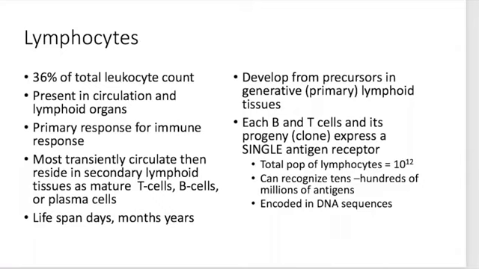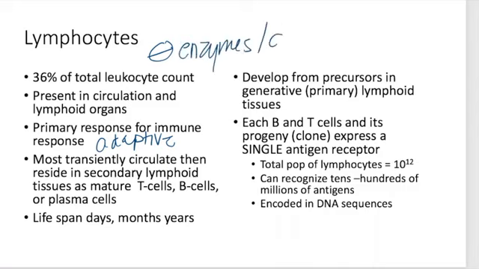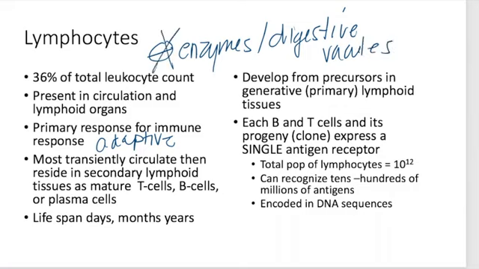Lymphocytes. So these represent 36 of the total leukocyte count. They are present in the circulation and lymphoid organs. They are the primary response for the immune response when we're talking about adaptive immunity. Hardly any of these are present in acute inflammation. They are all related to adaptive. They circulate and reside then in secondary lymphoid tissues as mature T cells, B cells, plasma cells, and we'll talk about that more when we get into adaptive immunity. They do not contain any enzyme-filled digestive vacuoles, so no enzymes or digestive vacuoles. All right, so there's none of that in lymphocytes.